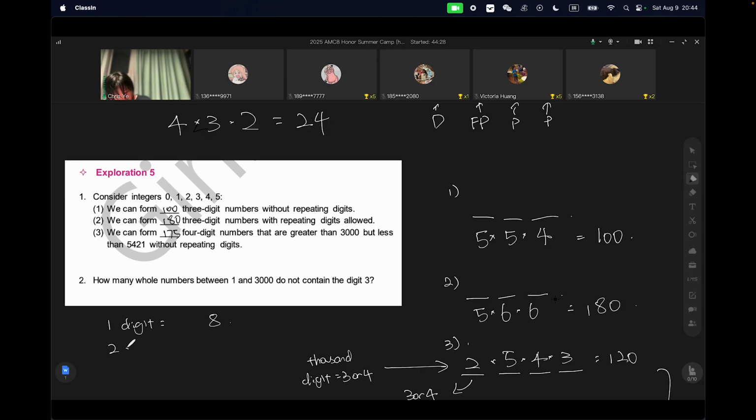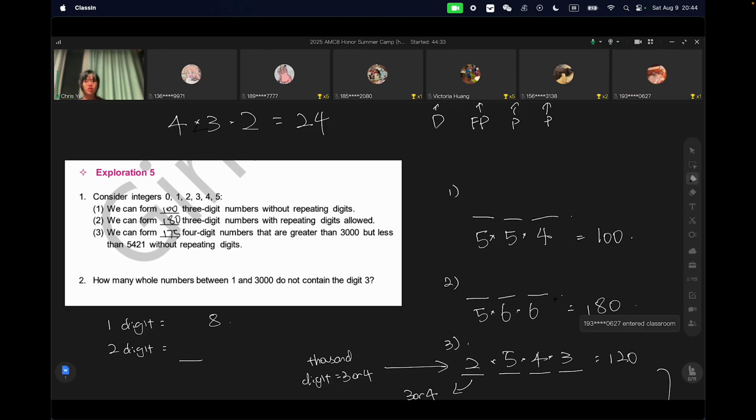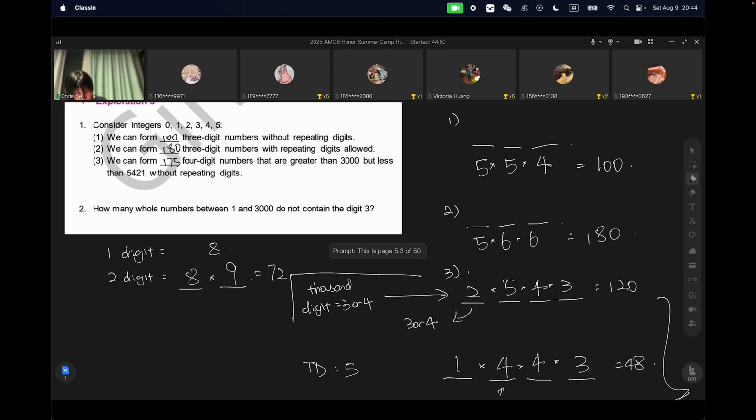And for 2-digit numbers, the first choice will have 8 digits, and the next one is going to be 9, because the first digit cannot be 0 or 3, so there are 8 digits left. And for the next one, it simply just cannot be 3, so that would be 72. And for 3 digits, using the same logic, it can be 8 times 9 times 9, which is going to be 648. And lastly, for 4-digit numbers, it has to be less than 3,000.